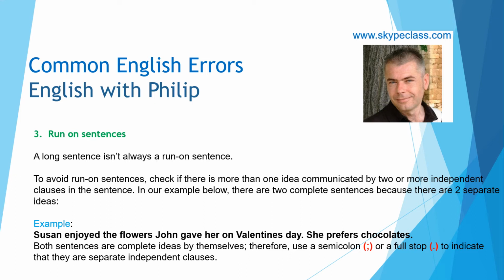To avoid run-on sentences, check if there is more than one idea communicated by 2 or more independent clauses in a sentence. In our example below, there are 2 complete sentences because there are 2 separate ideas. Let's read it. Susan enjoyed the flowers John gave her on Valentine's Day. She prefers chocolates. You see, these are 2 separate things.